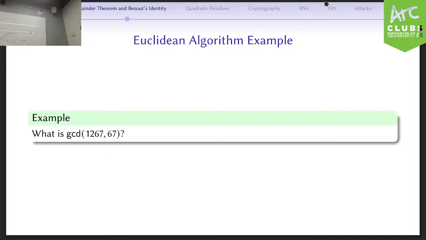Yeah, okay, the GCD is one, but let's prove it. So 1267 I can write as 18 times 67 plus 61. That's the remainder when I divide by 67. So I'll bring that over here. So 67 is equal to what times 61 plus the remainder? Well, 67 minus 61 is 6, so that's the remainder, and this will be 1 times that. And then we do it again.